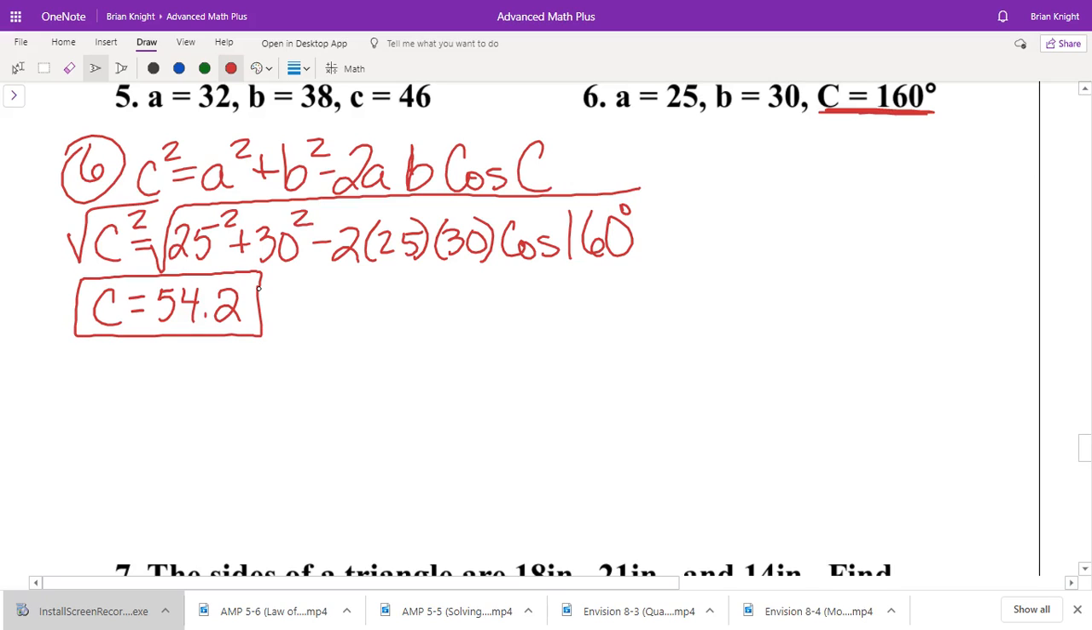Do you have to put the degree sign? You do not have to put the degree sign as long as your mode is in degree. Okay? Now we've got little c and big C, so we can use what? Law of Sines. Again, I'm going to go in alphabetical order. I'll find A first. So sine of A over 25 equals the sine of C, which is 160, over 54.2. I'm putting sine of A on top because I want whatever I'm looking for in the numerator.